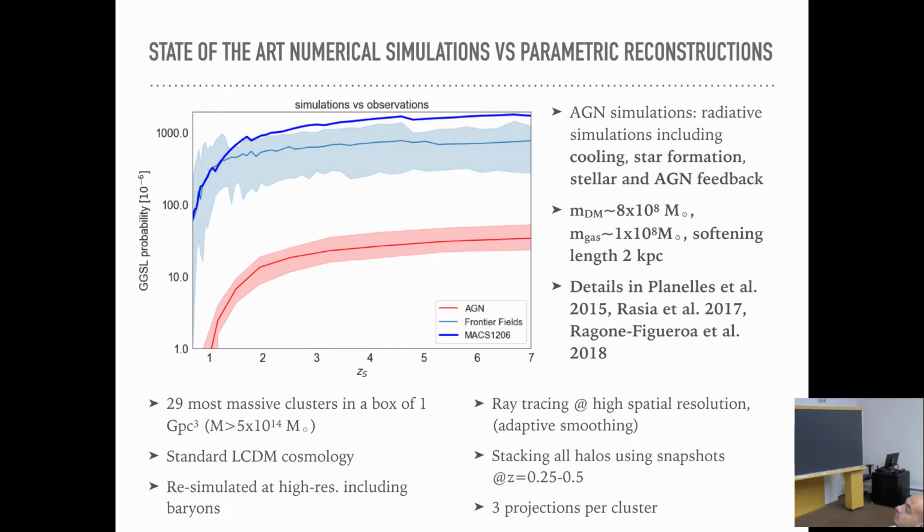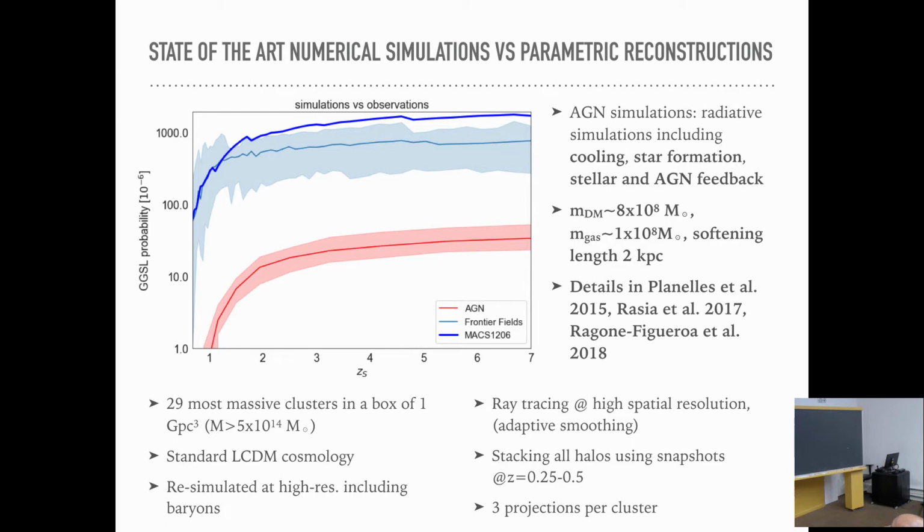And the second point is, in order to do this kind of comparison, you have to somehow treat how representative the field you're looking at is, right? How do you do this? How do you treat for these selection biases that you have? We basically took the most massive clusters in the simulation, and they have about the right mass to be compared with the Frontier Fields that we have, and MACS 1206, the cluster that we have used for this comparison.